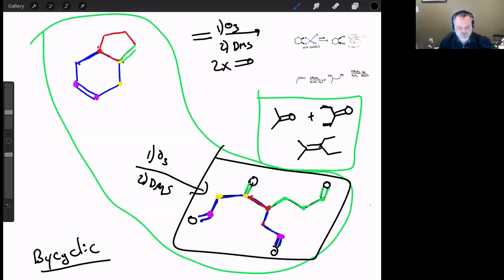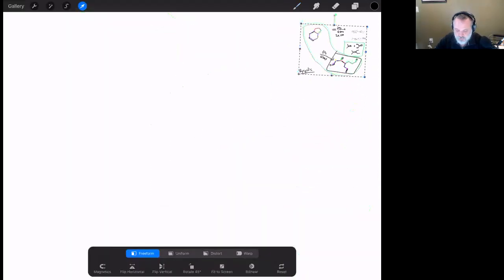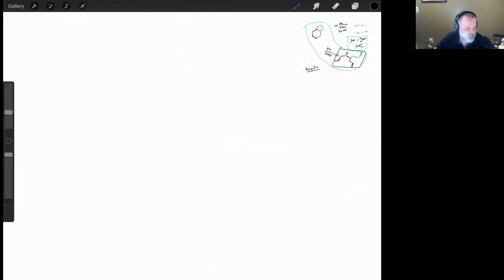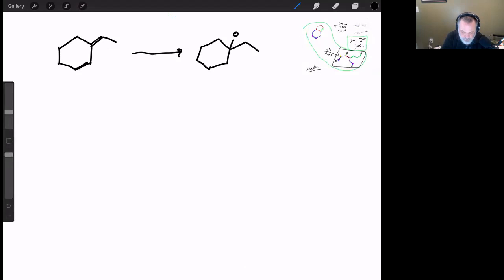What I want to do is think about, at the end of every one of these chapters from now on, or the end of every discussion of a particular set of reactions, how do we incorporate those reactions into retrosynthetic analysis, into a synthesis problem. And so let me give you an example. What if I have something like this? And I say synthesize this.